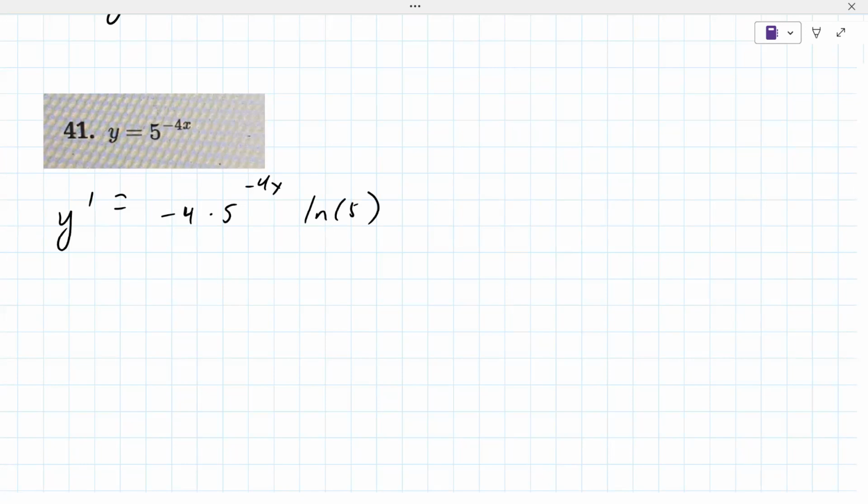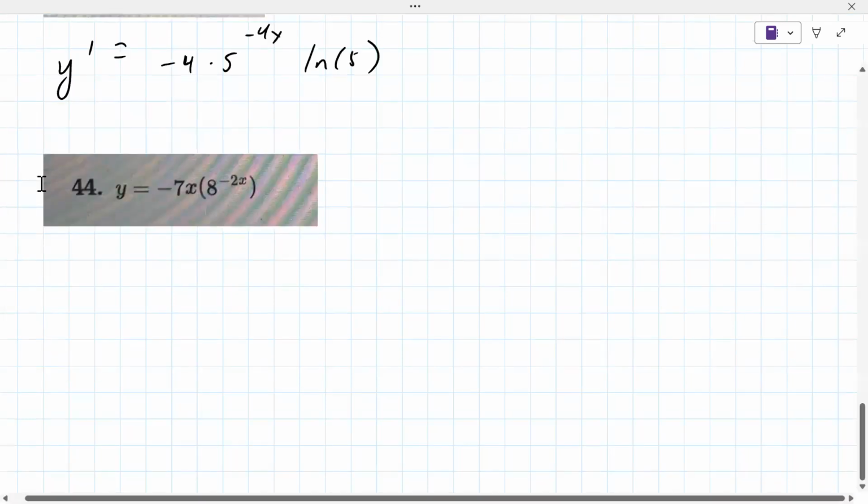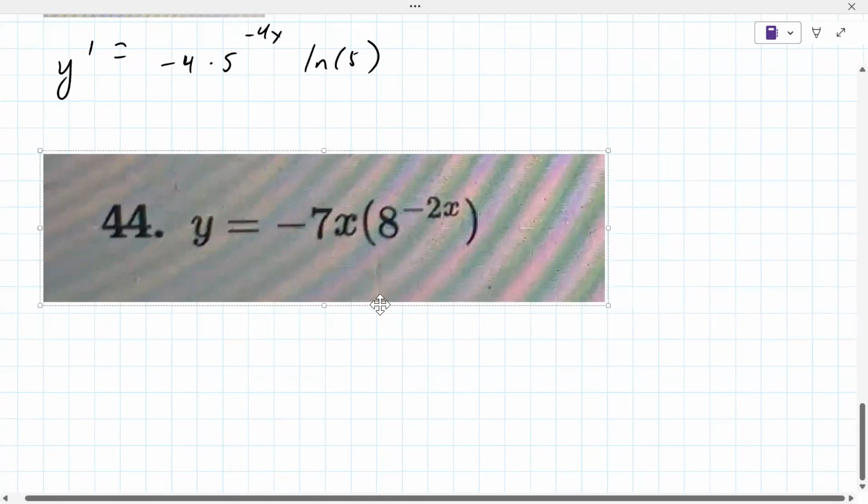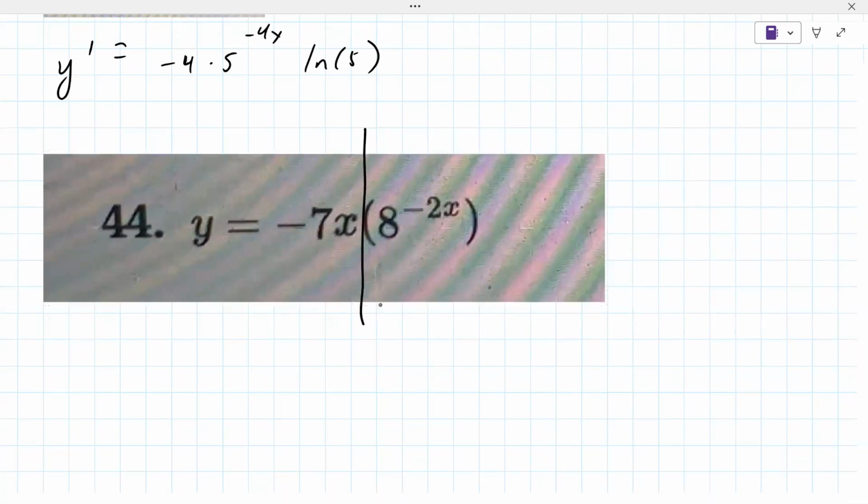So the next grouping of problems is power rule, product rule stuff. So let me do 44 and then I'll maybe try 43. All right, so when you're doing product rule here, you want to make sure you know the two things. So f and g, f is minus 7x, g is 8 to the minus 2x, like that.